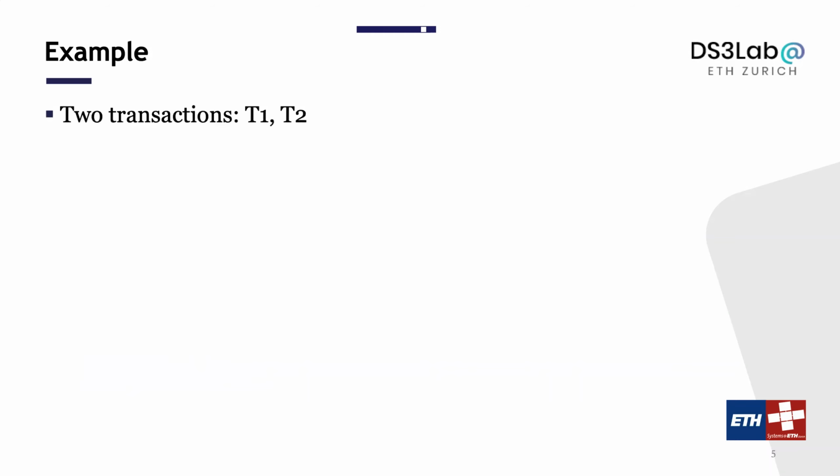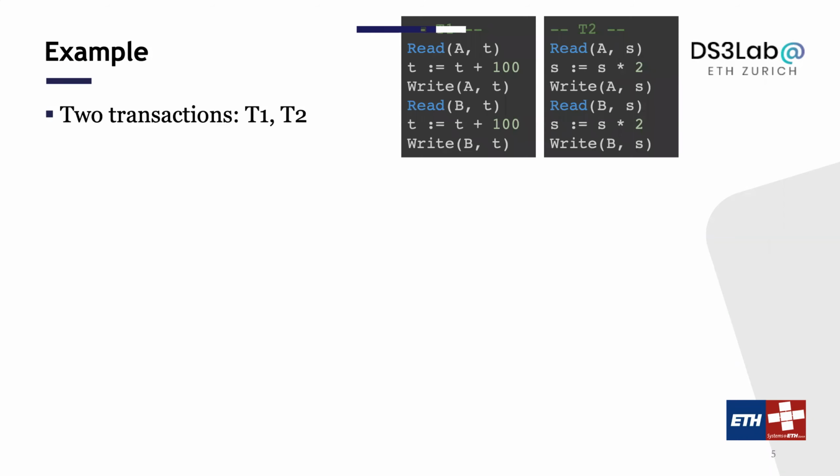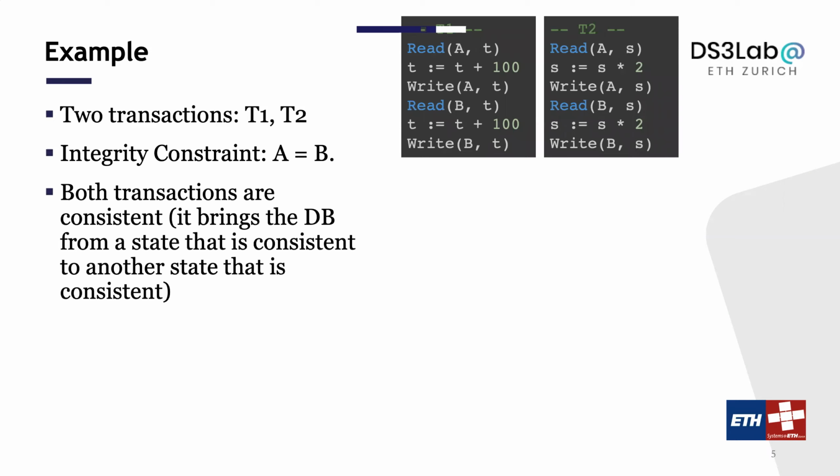So here's just one example. Assuming you have two transactions that look like this, and you have some integrity constraint. First, we can see both transactions are consistent. Each brings the database from one consistent state where A equals B to another consistent state where A equals B.